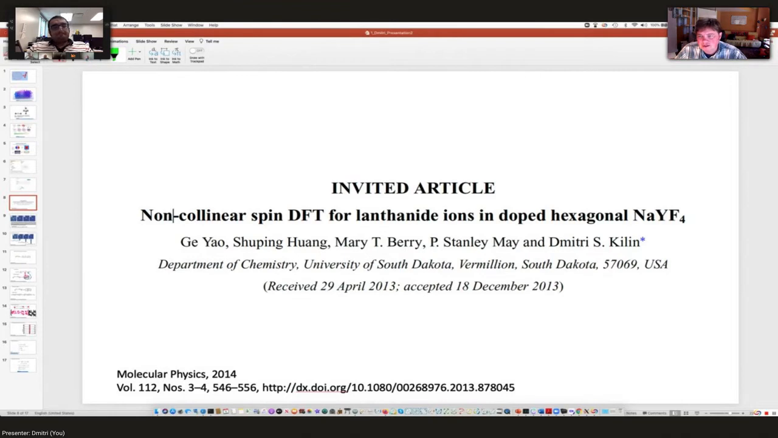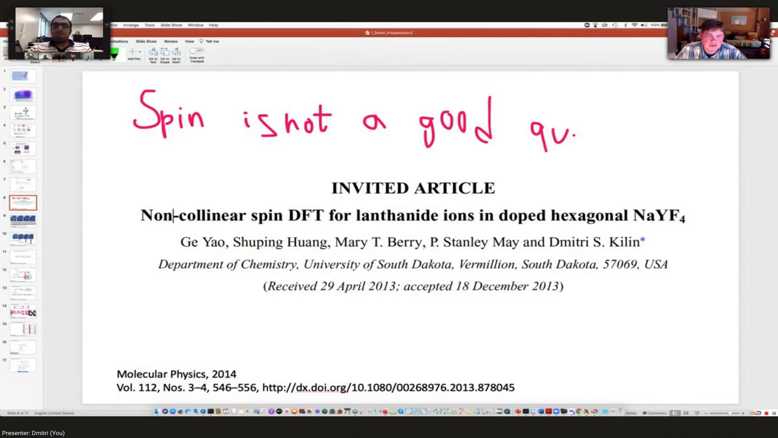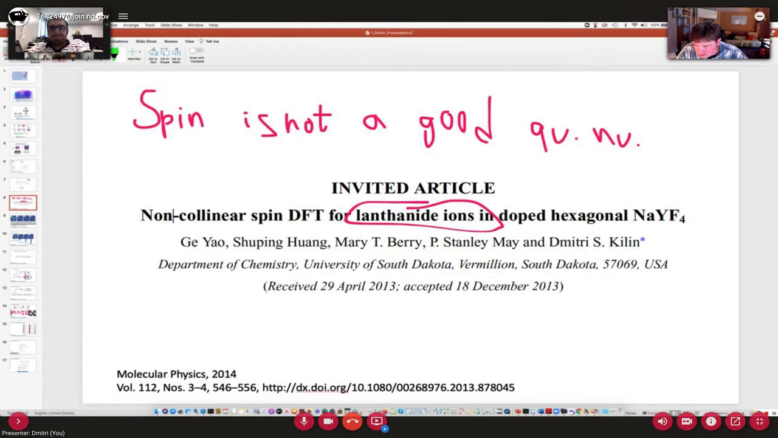So spin is not a good quantum number. And this effect is specifically pronounced in the lanthanide ions, which are closer to the bottom of the periodic table. So if one focuses on these materials, these features of non-collinear spin need to be taken into account. So to make a little connection to the images at the beginning, let me show a figure from this paper by Hugo.